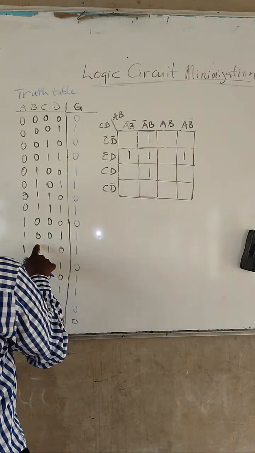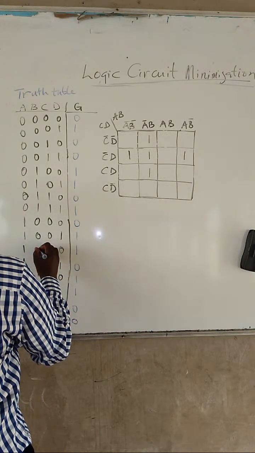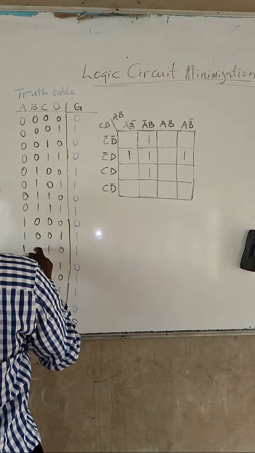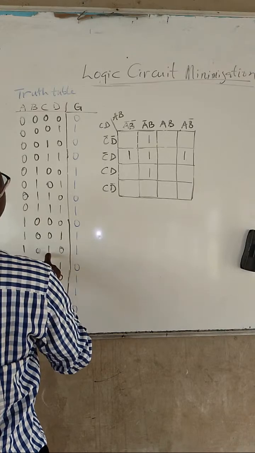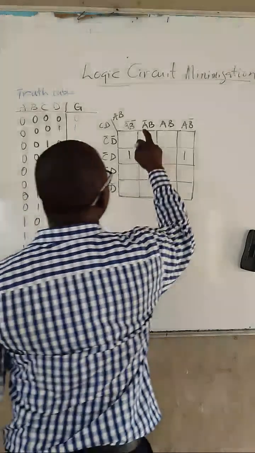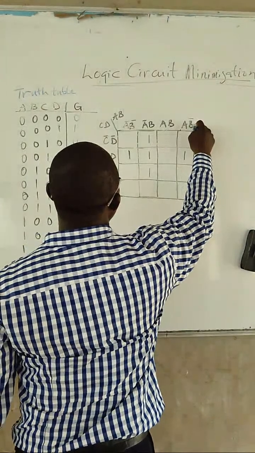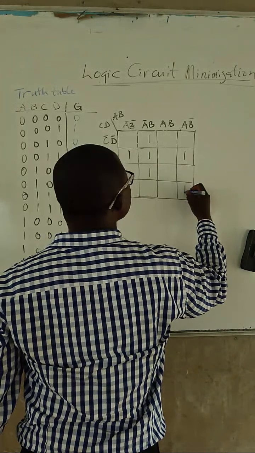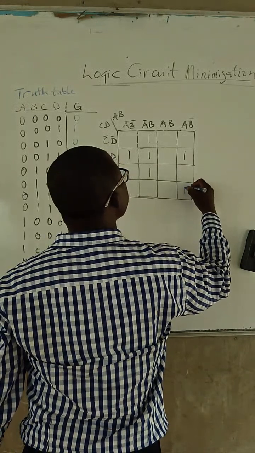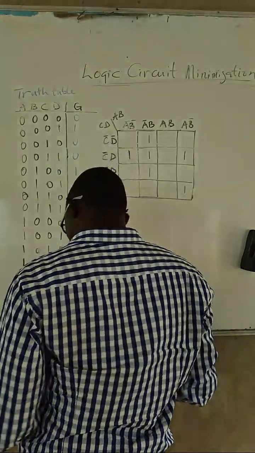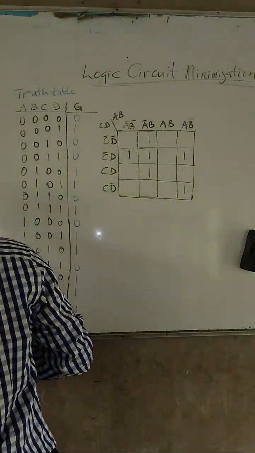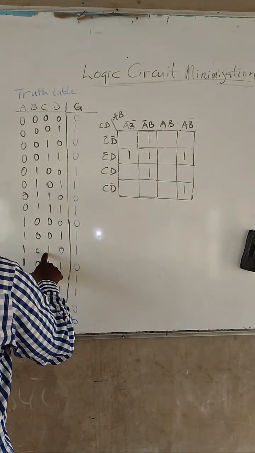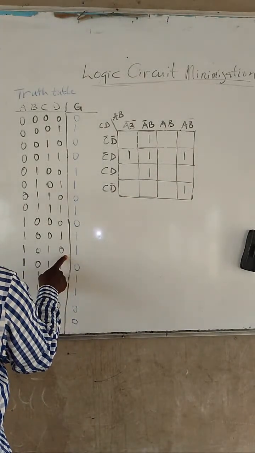Alright? The next one is A, B bar, C, D bar. That is here. Place one there. Okay? A, B bar, C, D bar. Alright?